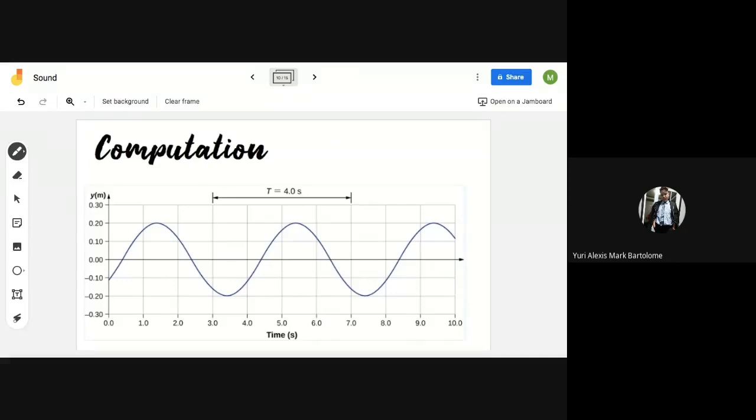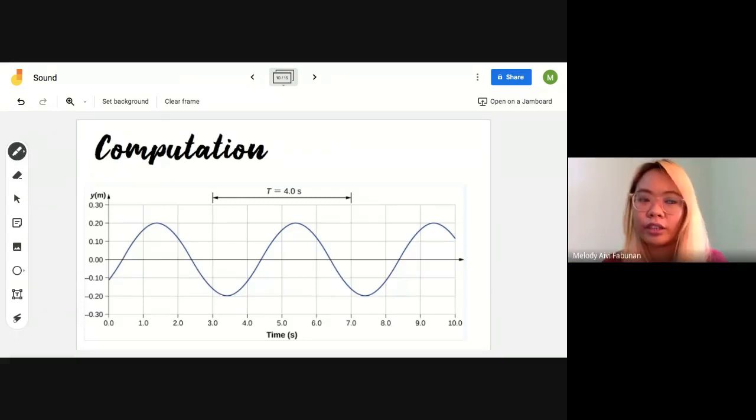What are we trying to do? Please use the equation for the frequency, the number of waves divided by time. The number of waves you compute or you count, and then yung time is given in the x-axis. So what is our frequency?